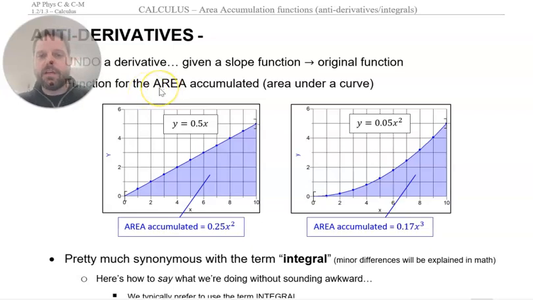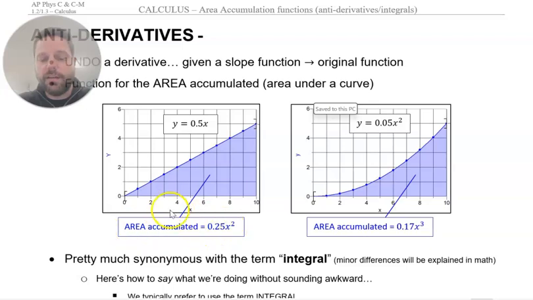And so the key theme here is it's the area that's accumulated as we move along the x-axis and trace out more shading area under the curve. So for example, if we go from 0 to 10 here, and we have a linear graph described by the function y equals 0.5x, this triangular area would get bigger and bigger and bigger.